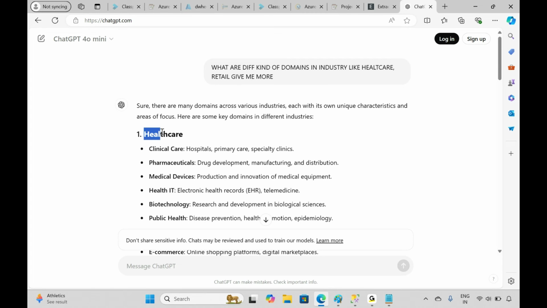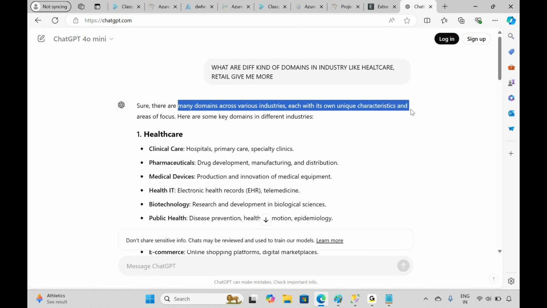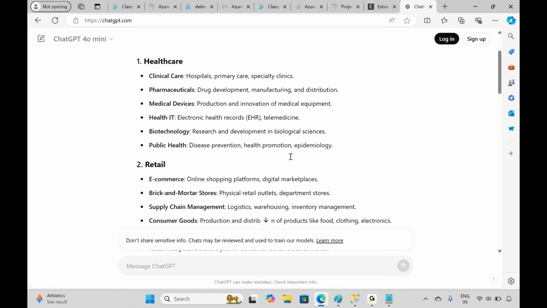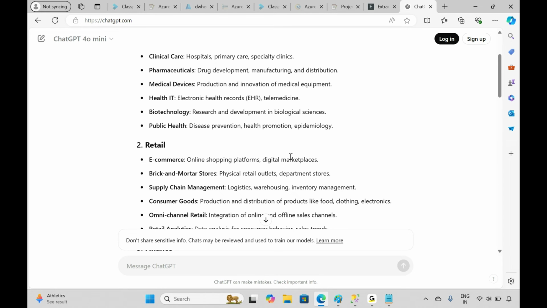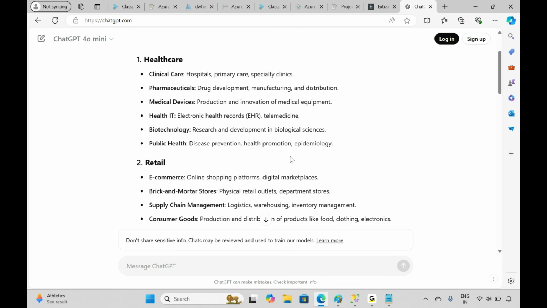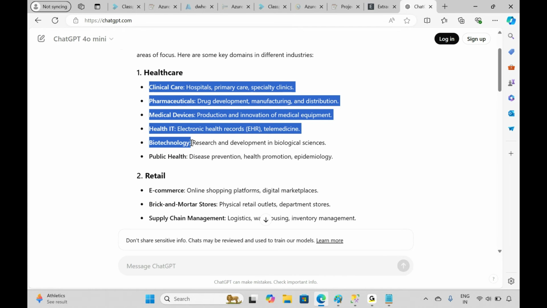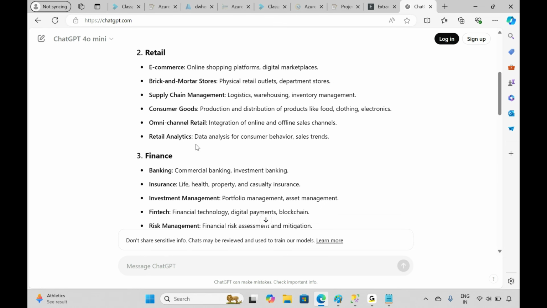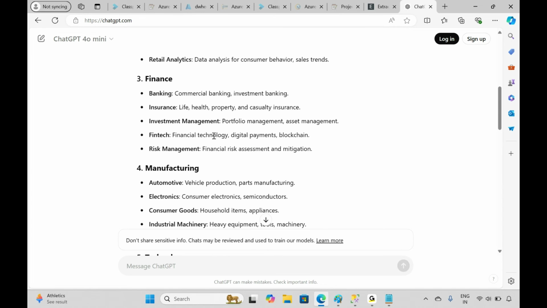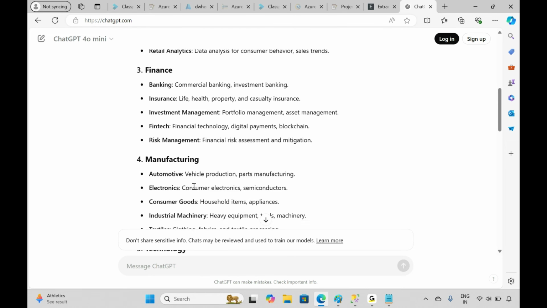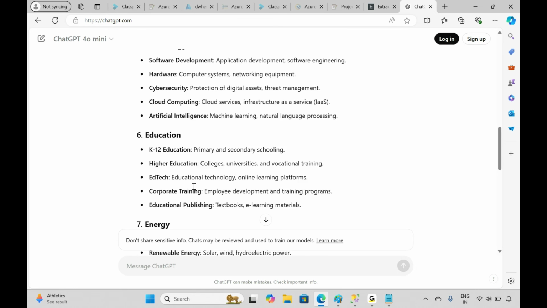There are so many domains across the various industries, each with its own unique characteristics. Healthcare domain, retail domain. So the client to whom you are working belongs to which industry? Healthcare domain means clinical care, pharmaceuticals, medical devices, health IT, biotechnology, public health, and retail means e-commerce, brick and mortar stores, supply chain management, consumer goods, omni-channel retail, retail analytics. Data analysis for consumer behavior, sales trends. Finance related: banking, insurance, investment management, fintech, risk management. Manufacturing, automotive, electronics, technology, education related, energy related, transportation and logistics, real estate domain, entertainment and media.